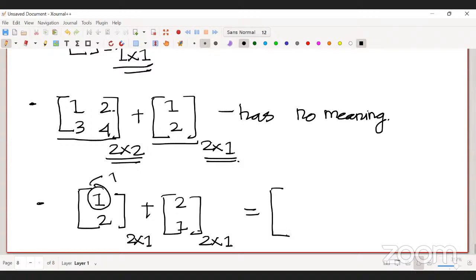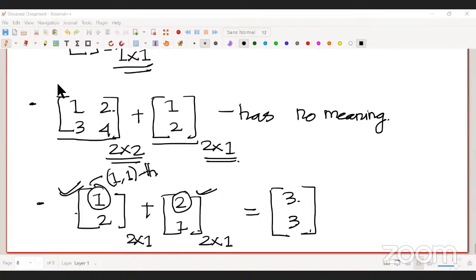This is basically the 1, 1th entry, and you add the 1, 1 entry of the first matrix with the 1, 1 entry of the second matrix, which is 2. So if you add, you will get 3. And similarly, you add the 2, 1th entry of the first matrix with the 2, 1th entry of the second matrix. So here you will get 3. So there is nothing special about this particular 2 cross 1 matrix.